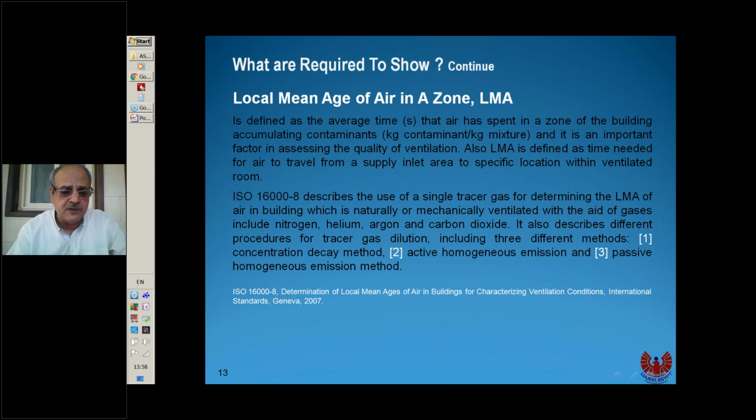And as we mentioned here in this slide, it is defined as the average time in seconds that air has spent in a zone of the building accumulating contaminants, whatever these contaminants, viruses, dust, fungus, bacteria, whatever. And it is an important factor in assessing the quality of ventilation.